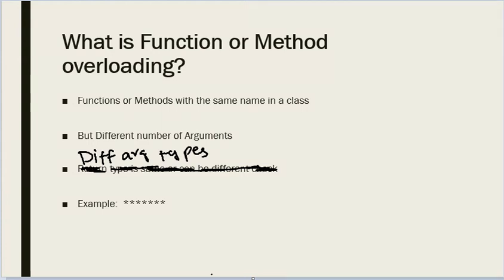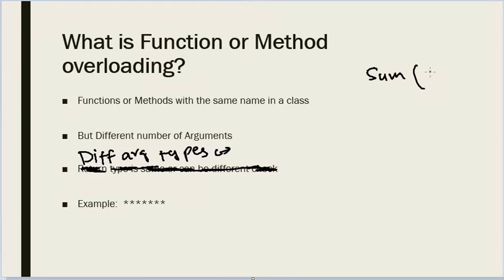Hi, so what is function or method overloading? Function or method overloading is actually the functions or methods with the same name in the class, but they can have different number of arguments or different types of arguments. For example, if we have two functions to sum.